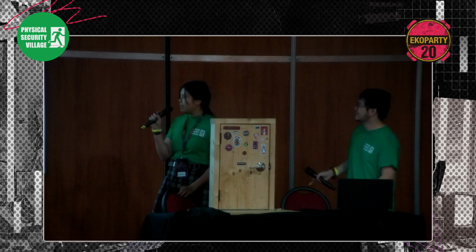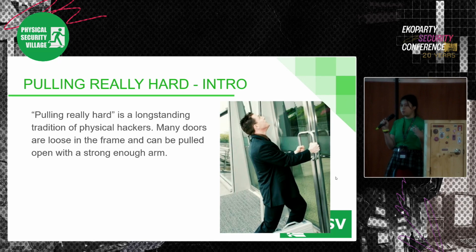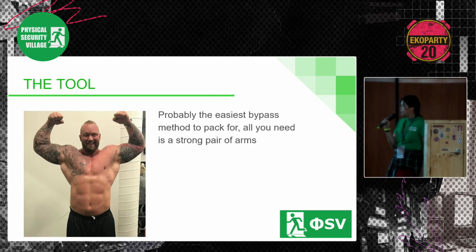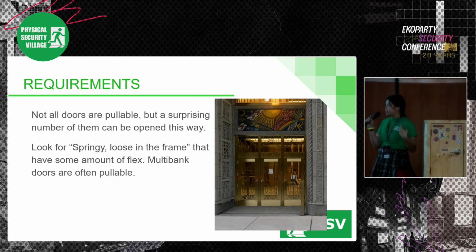Okay, so pulling really hard is a very long-standing tradition of physical hackers. There's a lot of doors that are a little springy, a little loose in the frame, and can actually just be pulled open without needing to use any other bypass method with a strong enough arm. So this is probably the easiest bypass method to pack for. You just need a strong pair of arms, and if I can do it, you can do it as well, as strong as I look. So yeah, it is surprising the number of doors that you can open this way.